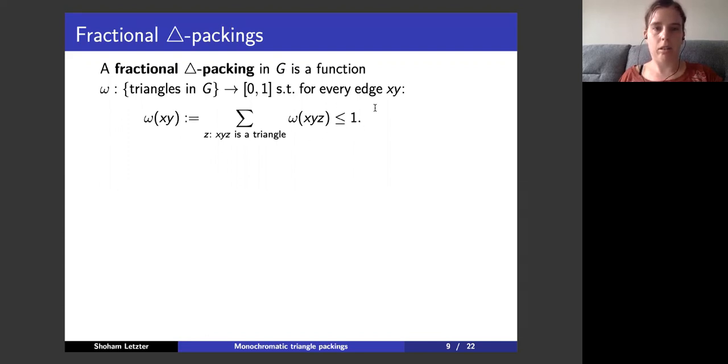Okay, so this is just the usual way of getting a fractional relaxation of an integer problem. And here is an example. So I have this 5-wheel, and I give each of the triangles in the 5-wheel weight 1/2, and I can see that the edges that join the central vertex have weight 1, and the outer edges have weight 1/2. So indeed, this is a fractional triangle packing.